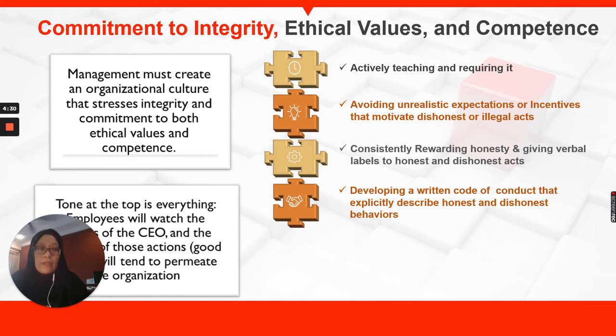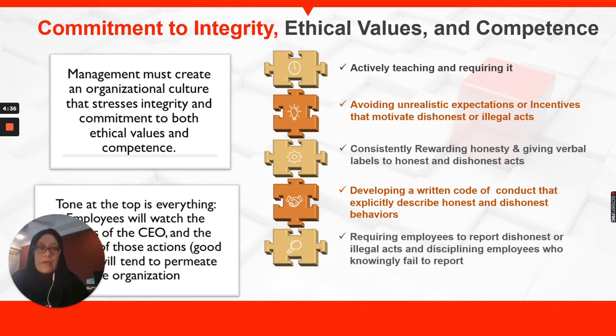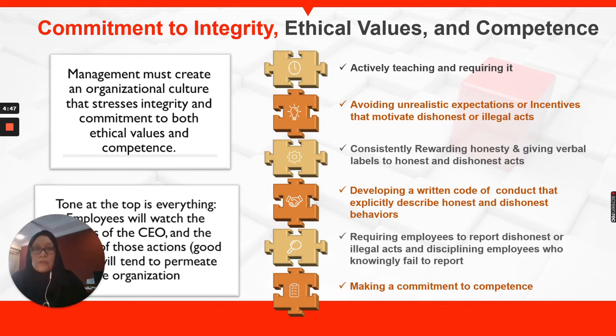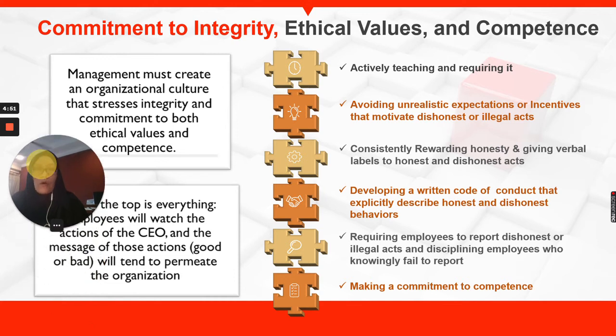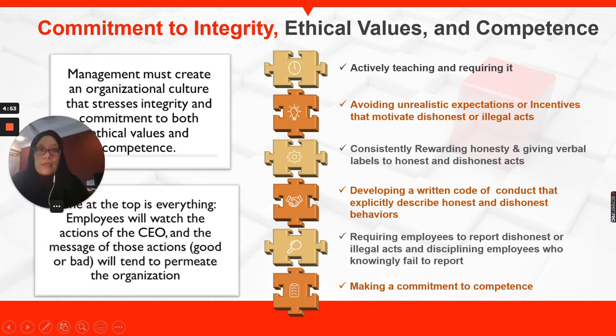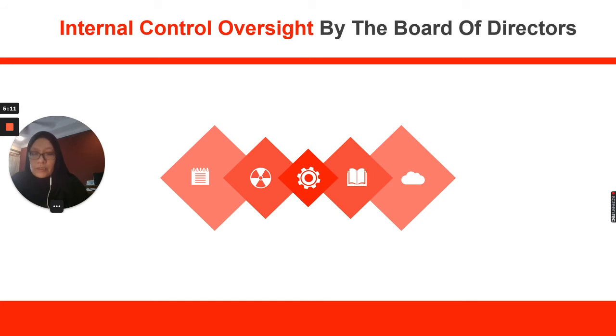Developing a written code of conduct that explicitly describes honest and dishonest behavior. Requiring employees to report any dishonest or illegal acts, and disciplining employees who knowingly fail to report. And the last one, making a commitment to competence. Management should have all these examples of commitment to integrity, ethical values and competence, because this is very important to create the organizational culture and to stress integrity and commitment to both ethical values and competence.